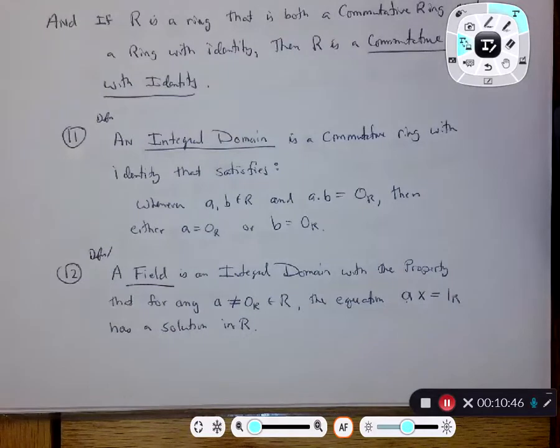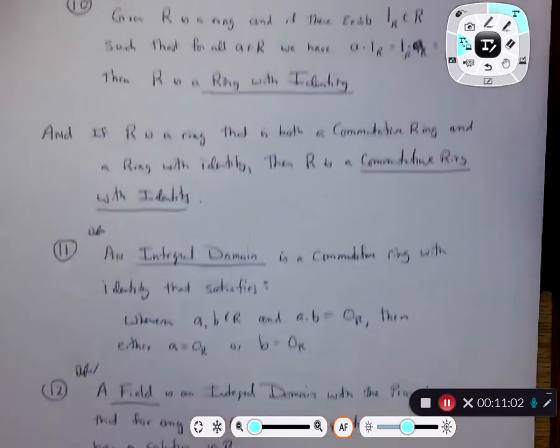So we're building on these definitions: commutative ring, ring with identity, commutative ring with identity, integral domain, and a field. You've got lots of different types of rings out there. You start out with your basic ring. Then you go to the famous commutative ring.